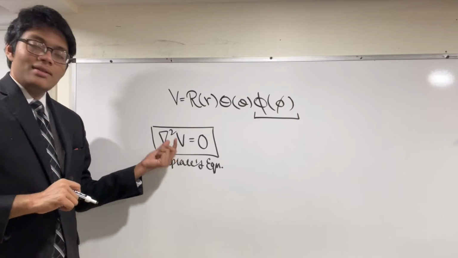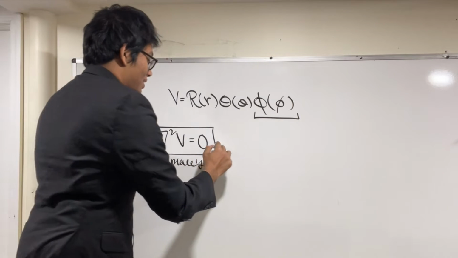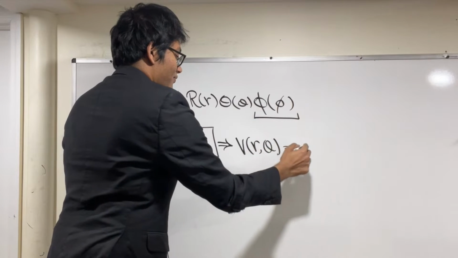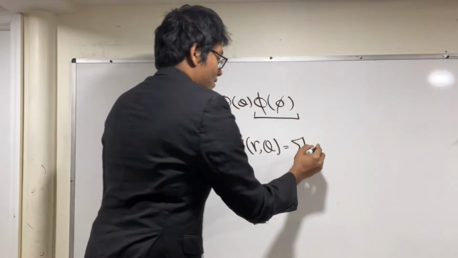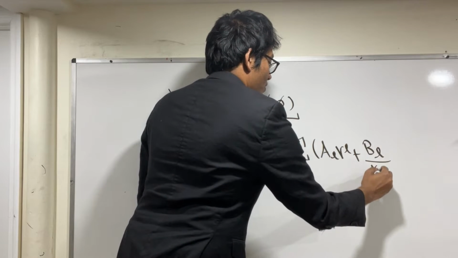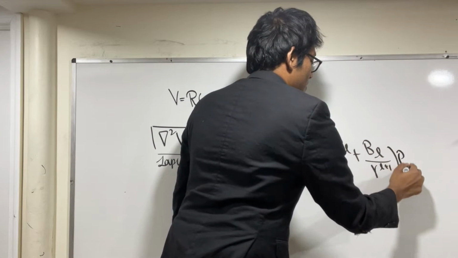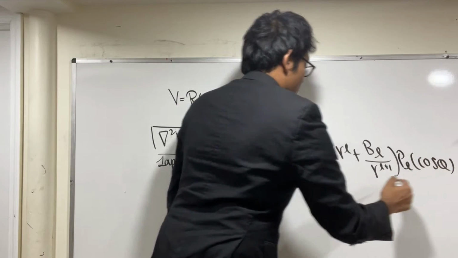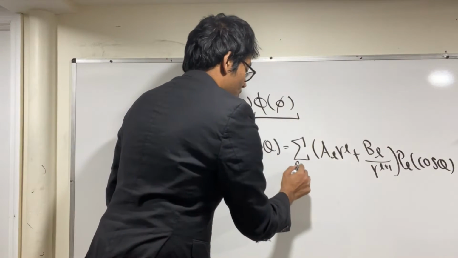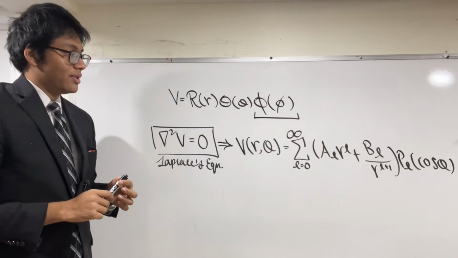And then you plug it back in here and you do some math, and eventually you end up with the following solution for the Laplacian in spherical coordinates, which I'm not going to derive, but I will motivate. It is A sub l r to the l plus B sub l over r to the l plus 1, times the Legendre polynomials P sub l of cosine theta. Okay, let's go through this step by step, where l starts from 0 and heads to infinity. Let me motivate each one of these terms right here.